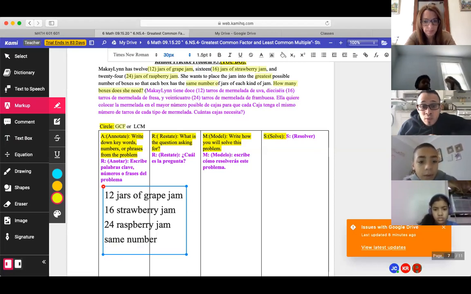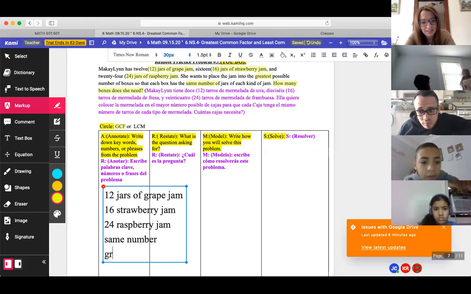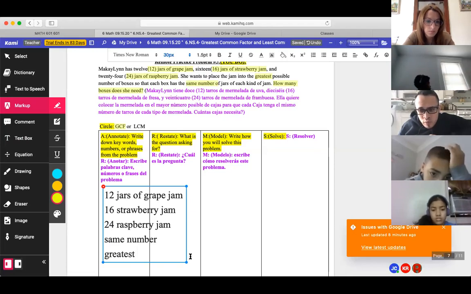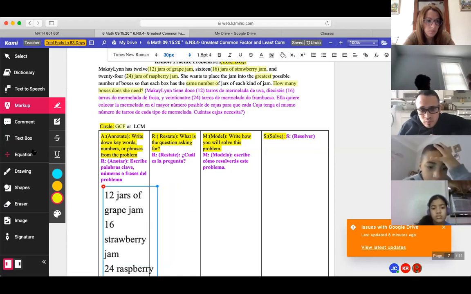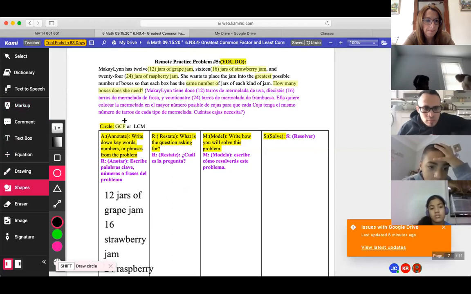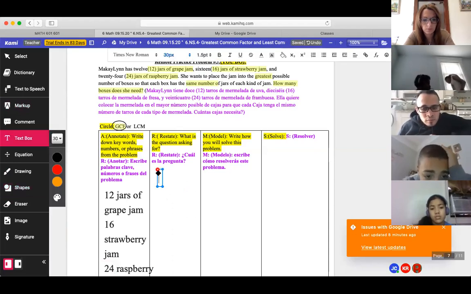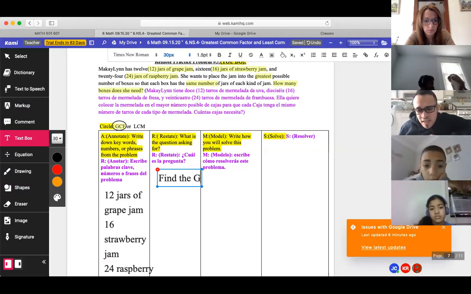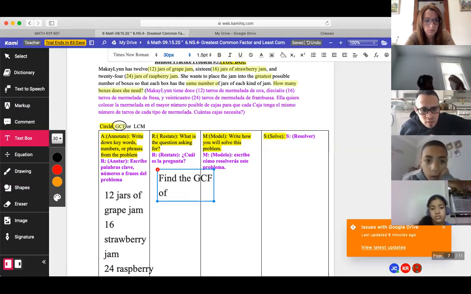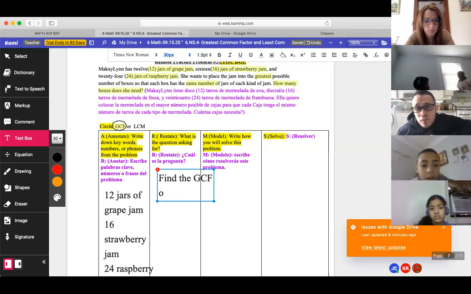Yeah, but look, there's another one. It starts with a G. Is it greatest or least? Greatest. Good. Now, what are we trying to find? If it's greatest, what are we trying to find? The factor. Good. You guys see how he did that? He said greatest. Okay, he knows as well. Greatest common factor. Jackson, right? I think you're next, so pay attention. Find the GCF of what? The numbers of 12, 16, and 24 that represents the jars.